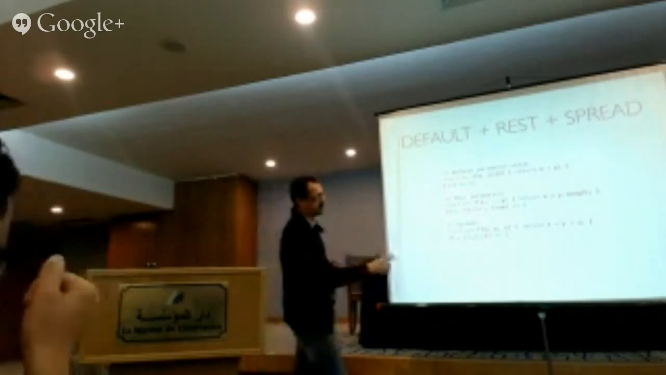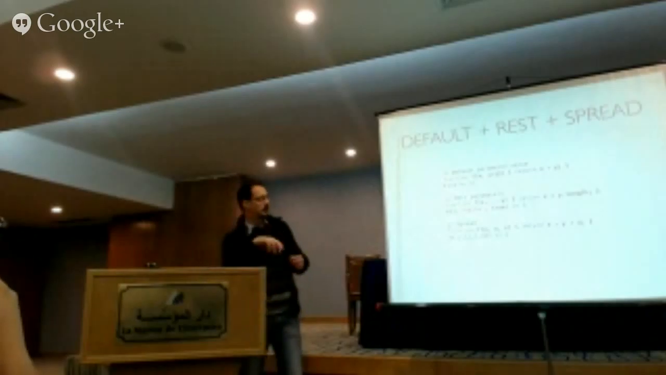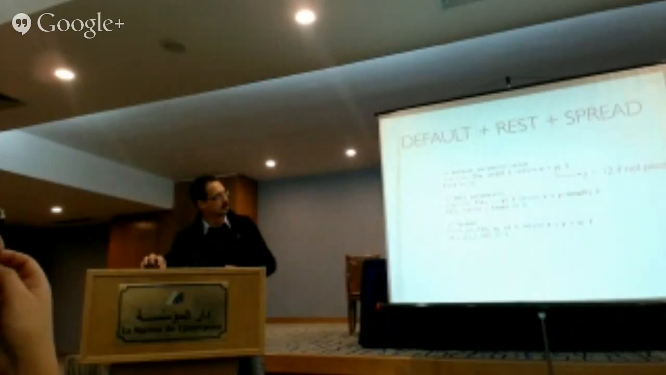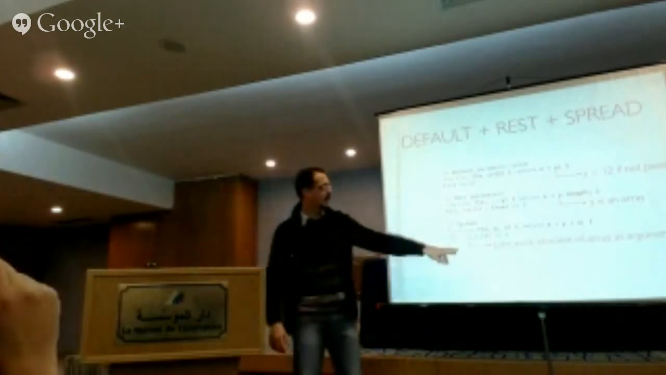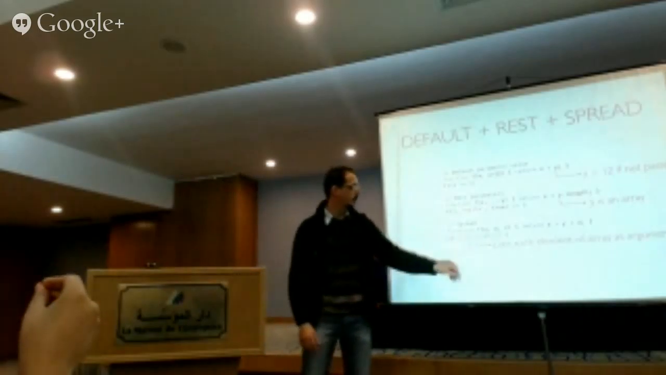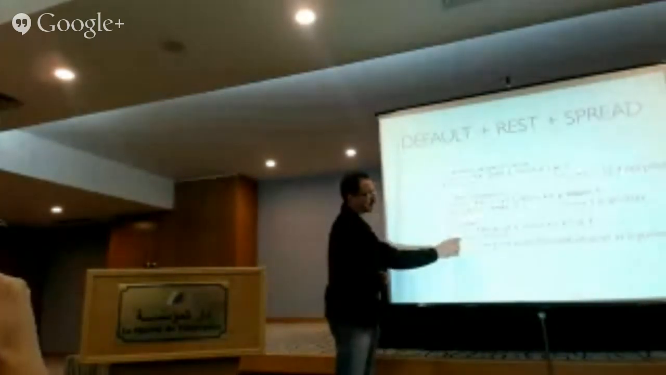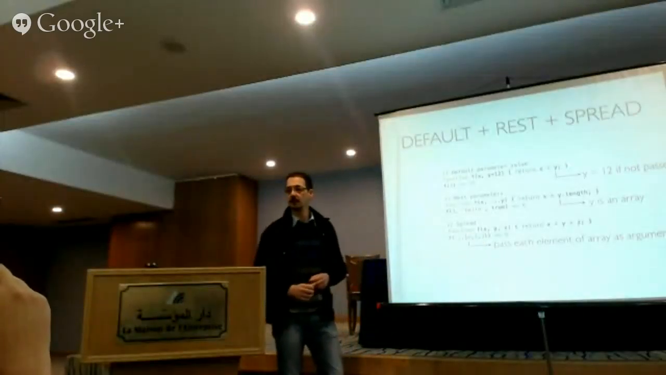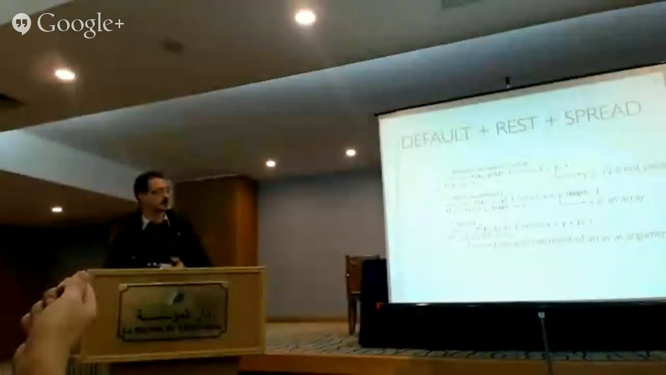Yeah, it's almost the opposite, which means that spread takes an array and spreads it over time. So here it will pass each element of the array as an argument. So if we do f(...[1, 2, 3]), it is like calling f(1, 2, 3) with the elements as parameters. It's more like converting an array into a list of parameters.